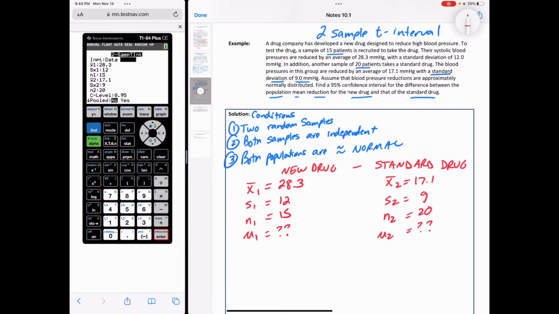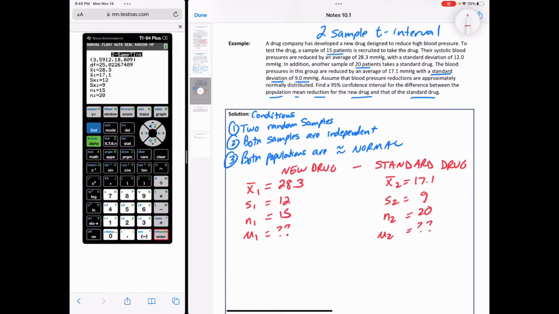And I'm going to input my stats. My X bar 1 is 28.3. My S1 is 12. N1 is 15. X bar 2, 17.1. S of 2 is 9. N of 2 is 20. And I want 95% confidence. And anytime, if you need to, just pause the video if I'm entering something too fast. You're not going to pool this. Leave it at the default, no. And then I'm going to calculate.